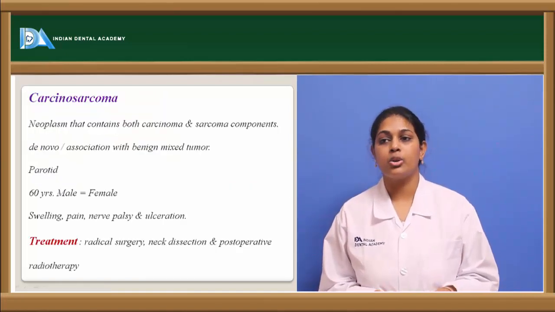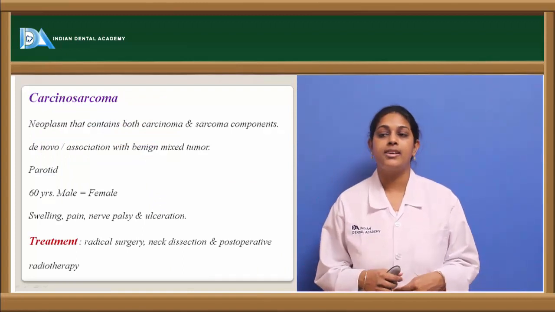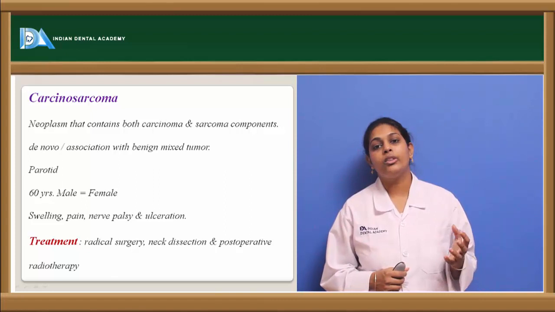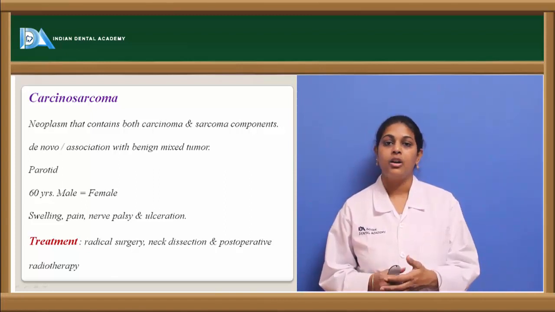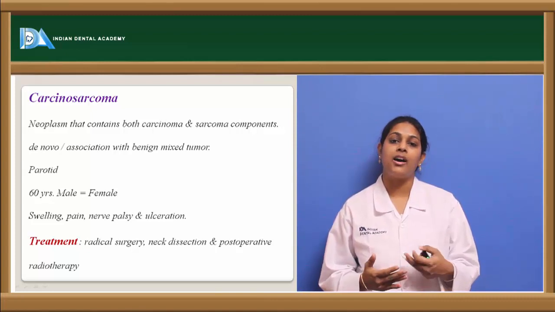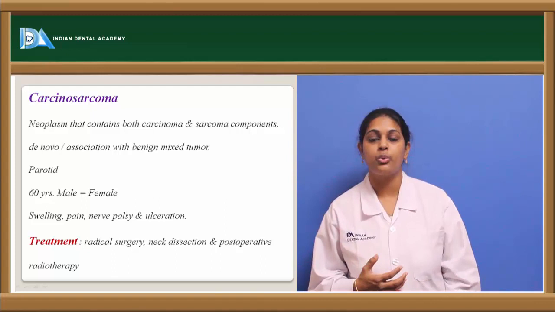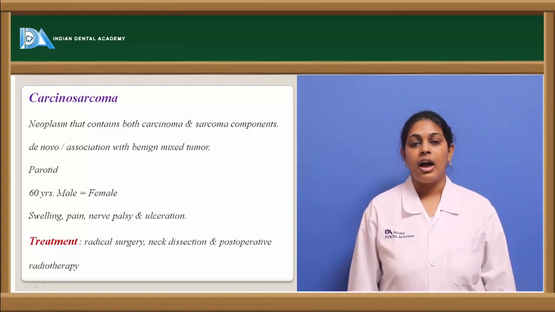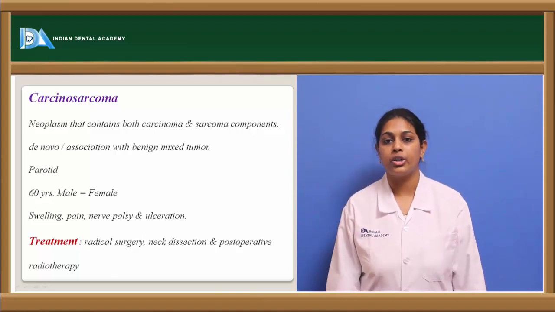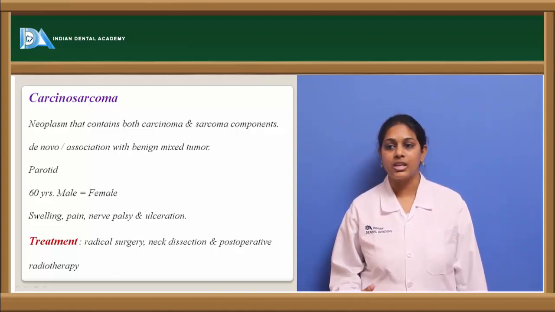Next is carcinosarcoma, which is actually a very rare condition, and as the name suggests, it consists of both a sarcomatous part and a carcinoma part. It is usually de novo, that is, it arises on its own, or otherwise it might also arise in association with other tumors such as mixed benign tumors. The most commonly involved area is the parotid gland, and it is seen in elderly patients, that is, above 60 years.